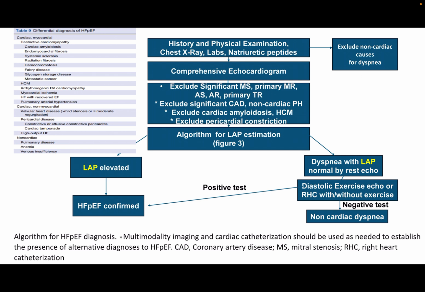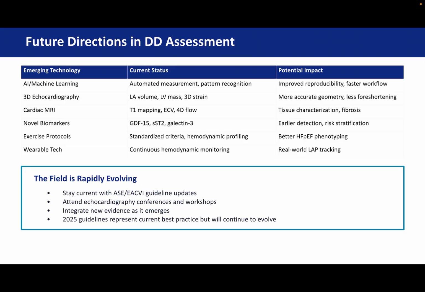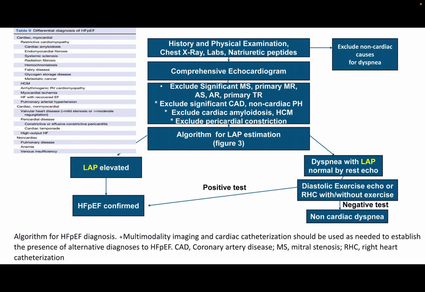Normal diastolic function and normal left atrial pressure suggest non-cardiac dyspnea: investigate lungs, deconditioning, anemia. Normal left atrial pressure at rest but symptomatic: exercise echo or right heart cath. Heart failure with preserved EF diagnostic criteria: must have symptoms plus LVEF greater than 50% plus elevated left atrial pressure, at rest or exercise, plus exclusion of alternative diagnosis. This is the complete decision tree for heart failure with preserved EF diagnosis from the 2025 guidelines.